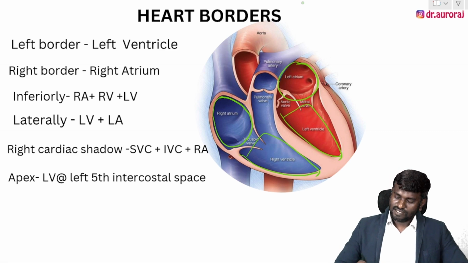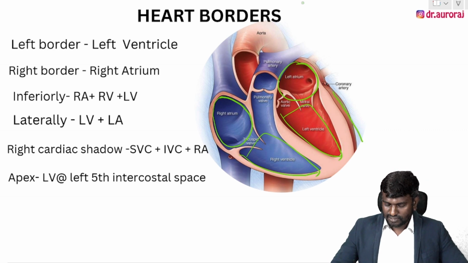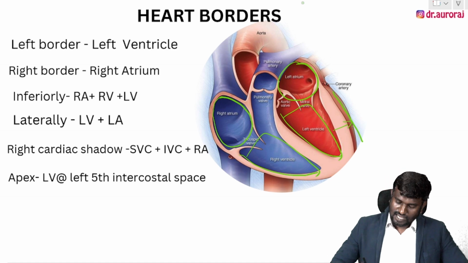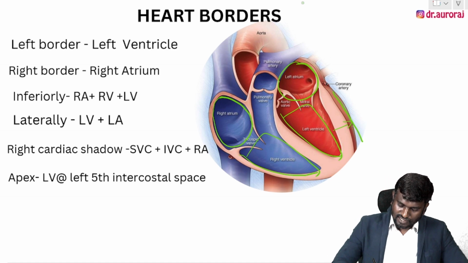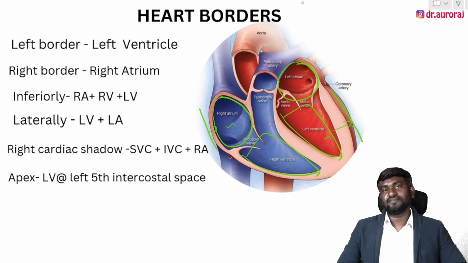Good. Now, towards the left side of the heart, this is going to be the left border, which is going to include what? The left ventricle. Super. And so, the right border here includes the right atrium. Remember, left border includes left ventricle, right border includes right atrium.